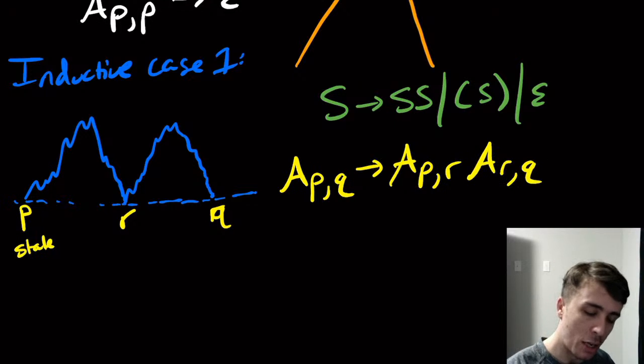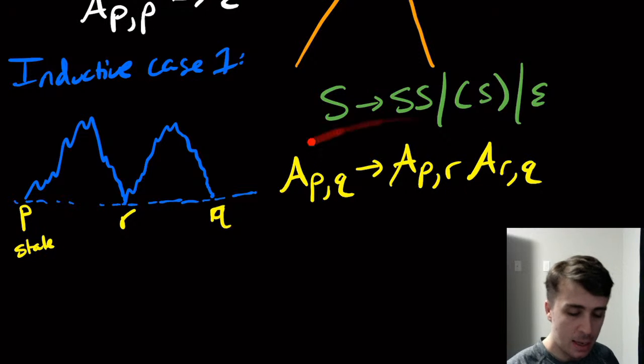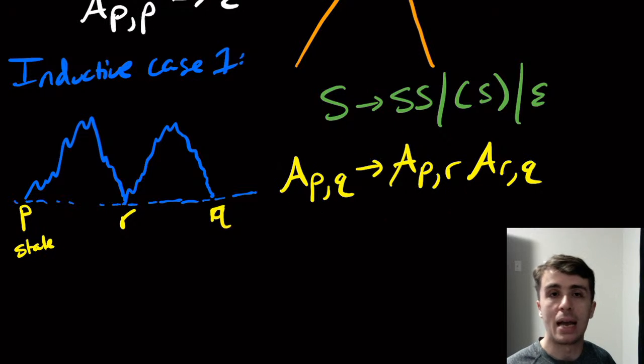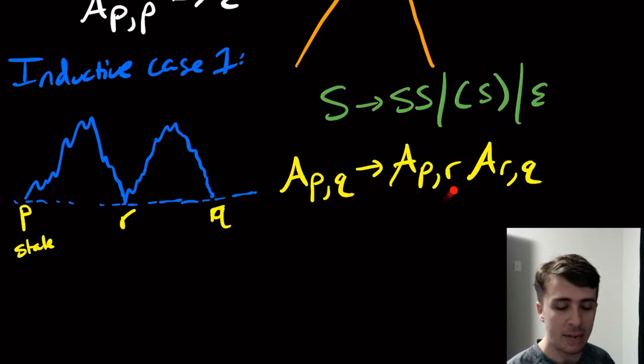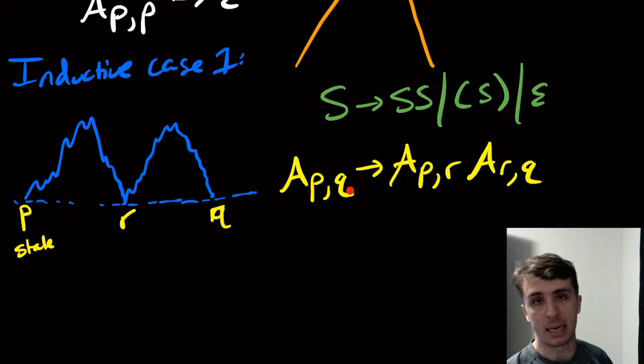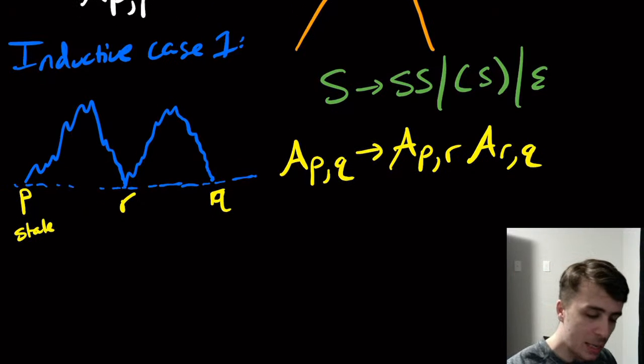So A sub RQ. So this is a rule that you will generate for every single triplet of states. They could be all different, all the same, or anything in between. And this works because assuming by induction that I can get from P to R and from R to Q with the same stack height, then I can get from P to Q with the same stack height. It's kind of like if I can travel from point A to point B and from point B to C, then I can, by transitivity, get from A to C. It's the same idea here. Okay, and then what is the other inductive case?